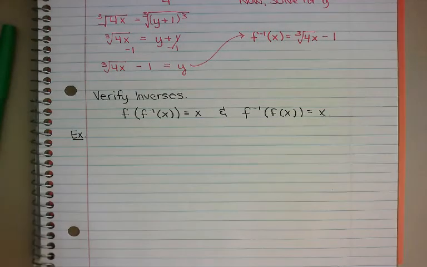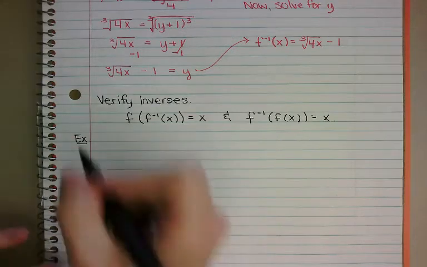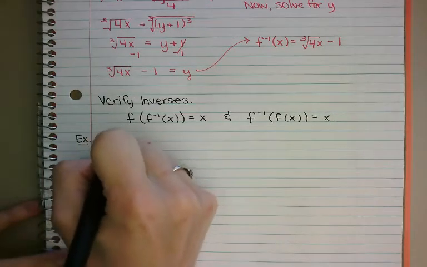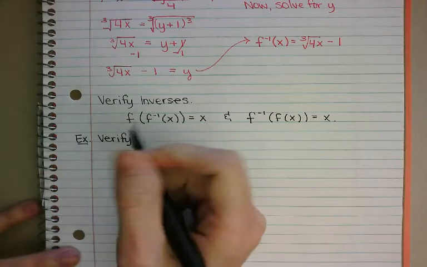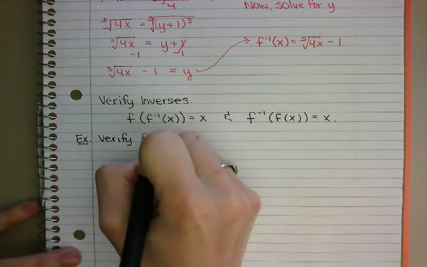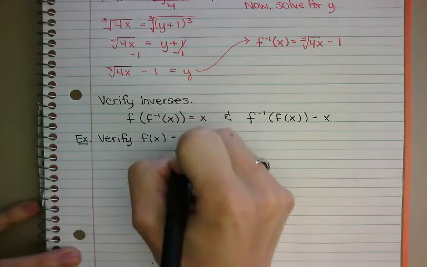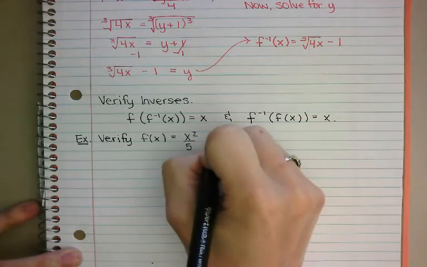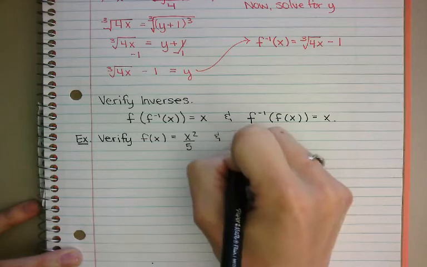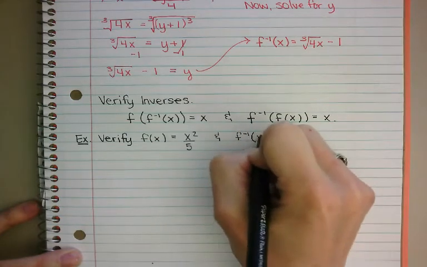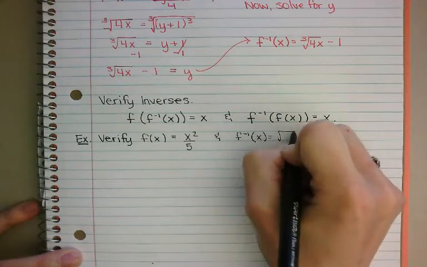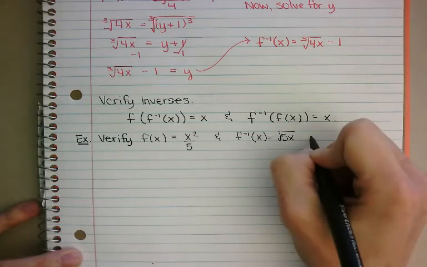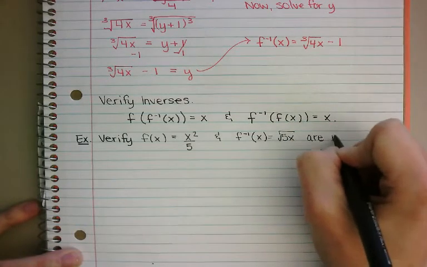All right, so I'm going to give you a problem. I'm going to use one of our previous examples. So we're going to verify the example where we had x squared over 5 and its inverse, which was the root of 5x, are inverses.